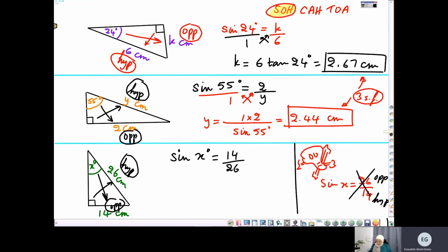Sine x is 14 over 26. How to remove the function sine? You just write the angle x is sine inverse 14 over 26. Click shift sine, as we learned before, shift sine 14 over 26, equals, it will be 32.6 degrees. Angles are given to one decimal place always.